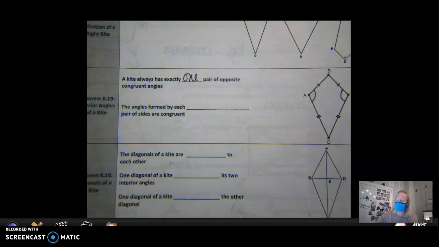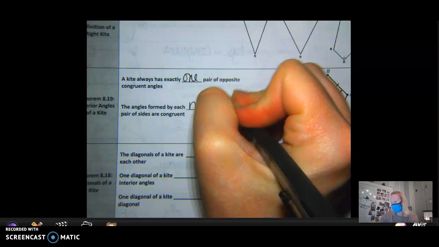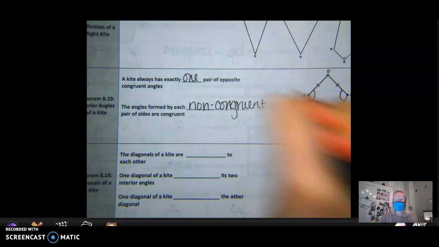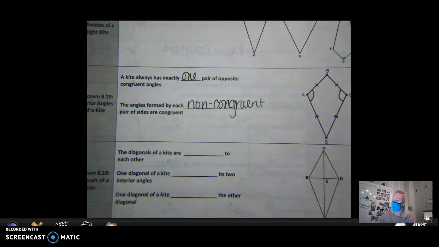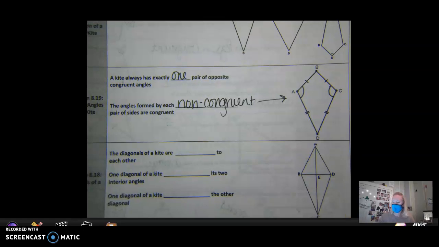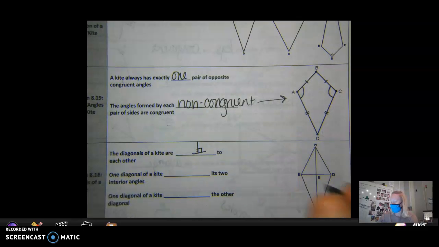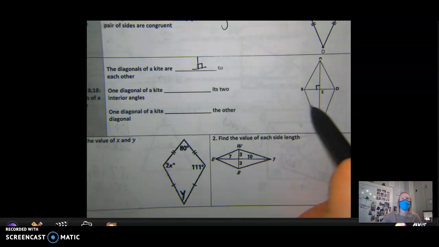The angles formed by each non-congruent pair of sides are congruent. So they're saying that that's where your angles happen, in between the non-congruent sides. And then diagonals of a kite. Diagonals of a kite are perpendicular to one another always. So they will always create a 90-degree angle. So with that being said, I've also created 4 what inside this kite?